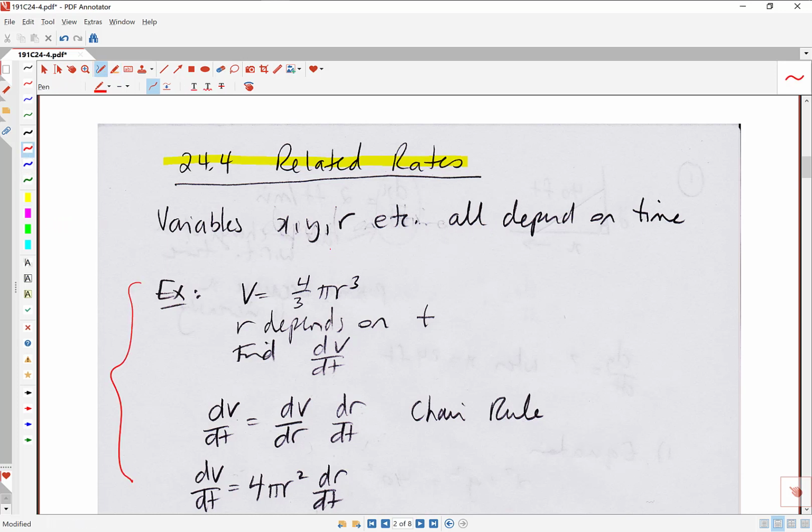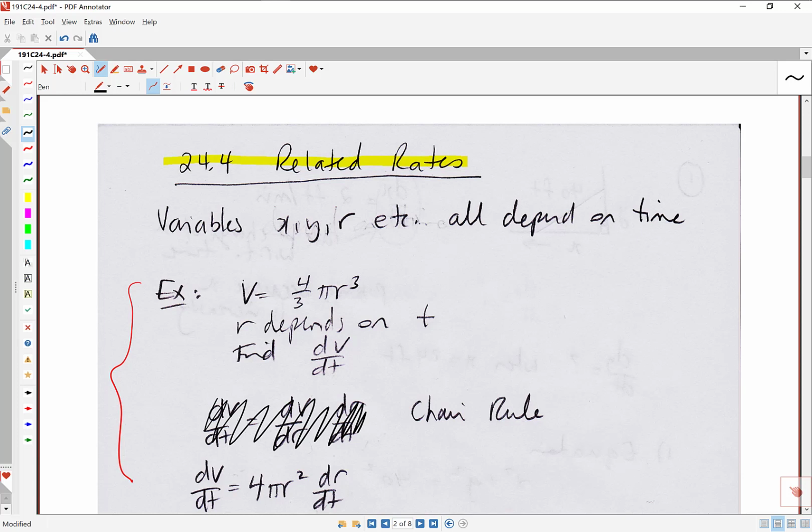So here's our first example. We're given this formula V equals 4/3 pi r cubed. So you might recognize that as the volume of a sphere. And the idea here is that r is the radius of the sphere and it depends on time. So what we want to do is find dV by dt. I'm going to cross this part out and we'll actually work through that fresh.